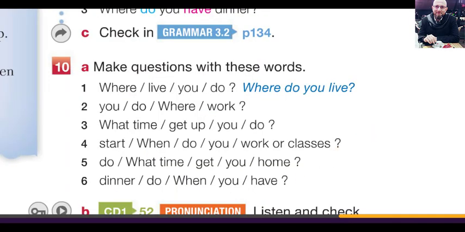Okay, now in this exercise here, we will write the questions in the same order. Question word, auxiliary, subject, infinitive. Okay, so first of all, we know the question words.